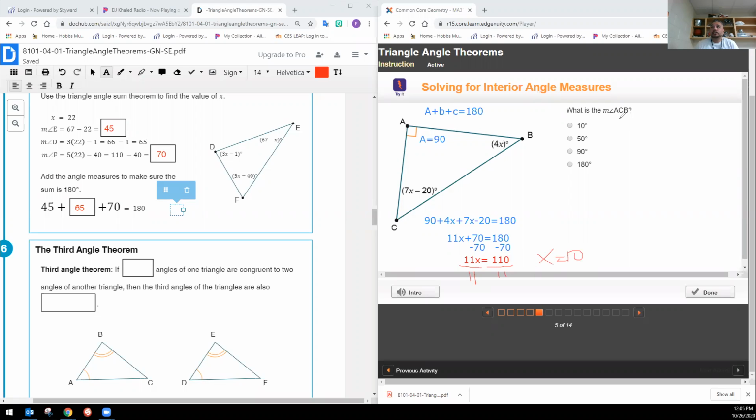So what is the measurement of angle ACB? We're looking for this angle right here, and this angle will be 7 times 10 minus 20. 7 times 10 is 70, minus 20 is equal to 50. So the angle is equal to 50 degrees.